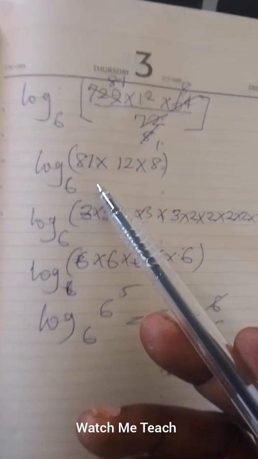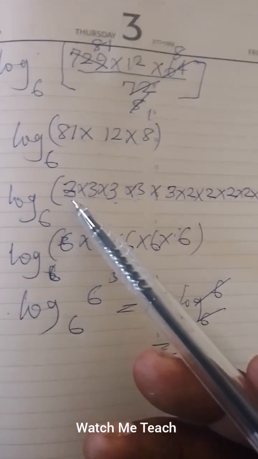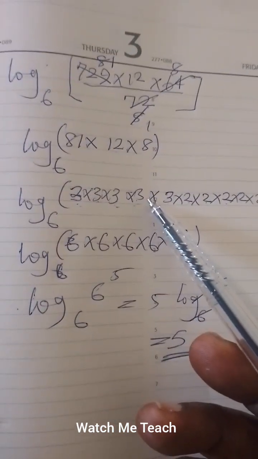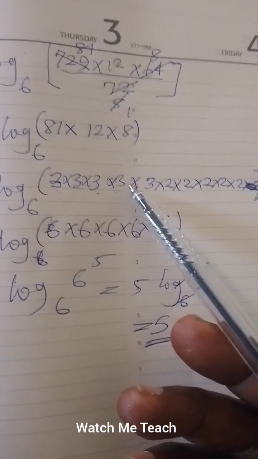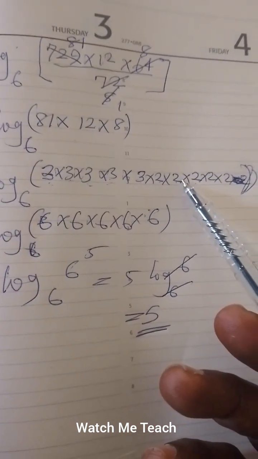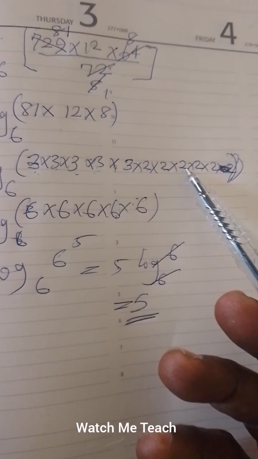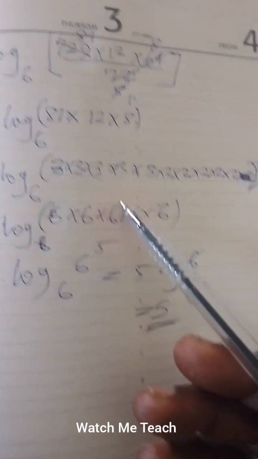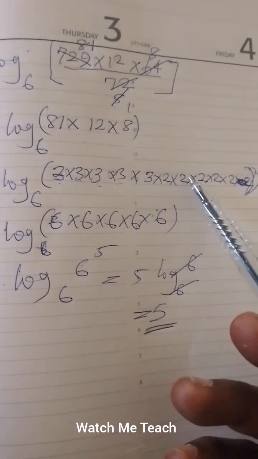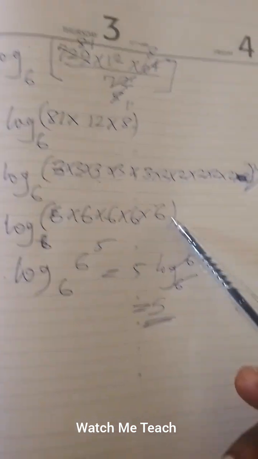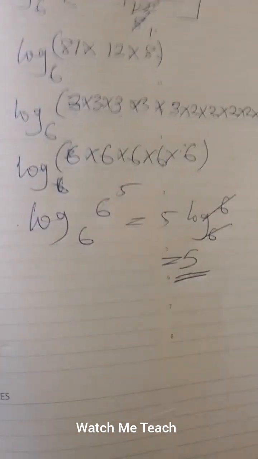Exactly, because 81 is 3 in 3 places. Why this 12? The 12 is 3 times 2 times 2. Why 8 is 2 times 2 times 2, in 3 places. So we are now going to take it 3 times 2, 3 times 2, like that, which will give us 1, 2, 3, 4, 5. That is 6 raised to power 5. So that is the first question.